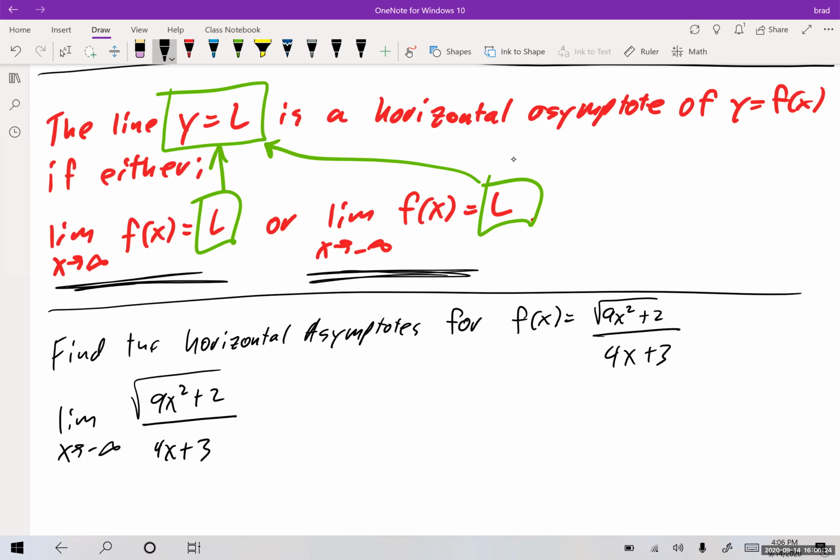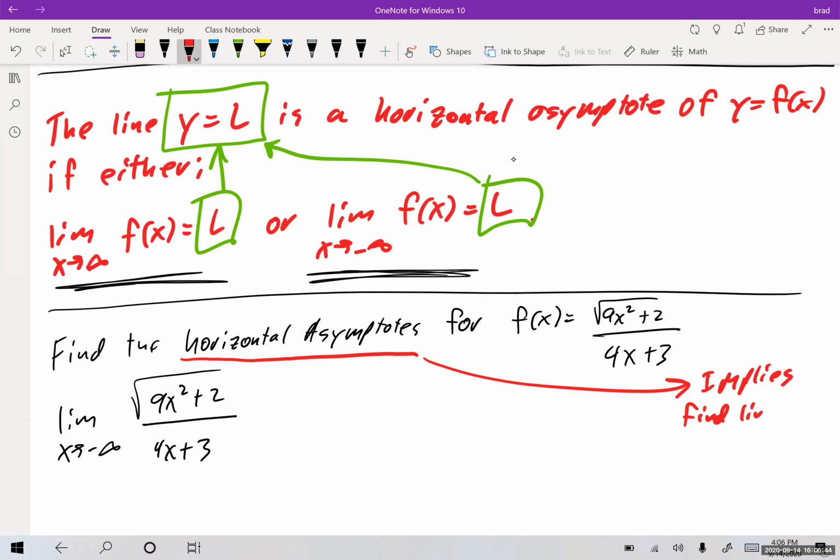Now, nobody in the problem told us to take the limit as x approaches negative infinity and positive infinity. But whenever you are asked for a horizontal asymptote, this implies find limits at infinity.